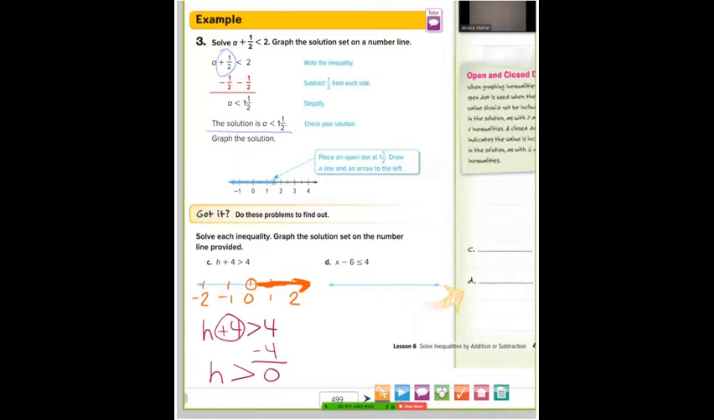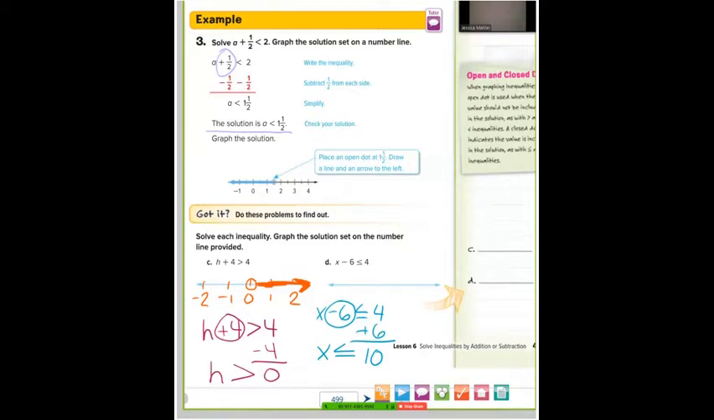Let's try letter D together. X minus 6 is less than or equal to 4. First, let's circle the part we're changing. Circle minus 6. The opposite of minus 6 is plus 6. Add those together. 4 plus 6 equals 10. Bring down your variable x, and instead of an equal sign in the middle, we are going to put the less than or equal to symbol.